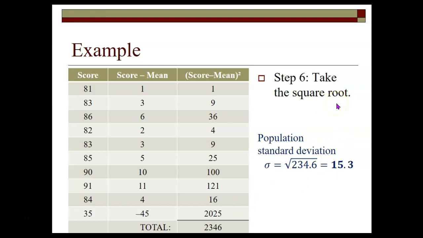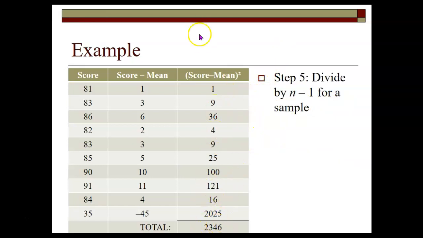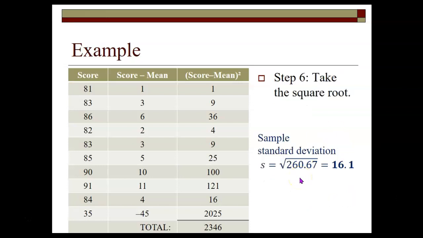Now, if we wanted the sample standard deviation, what would we do differently? When we get to this point, we've added up all of these, and then we divide by n minus 1. N stands for how many numbers there are, which was 10 in this example. So n minus 1 would be 9. We're dividing by 9. So 2,346 divided by 9 is 260, well, really 0.666 and so on, but it's about 260.67. And then when we take the square root of that number, we get about 16.1 after we round to one decimal place. So the sample standard deviation is 16.1.